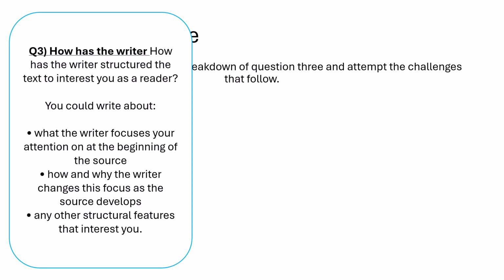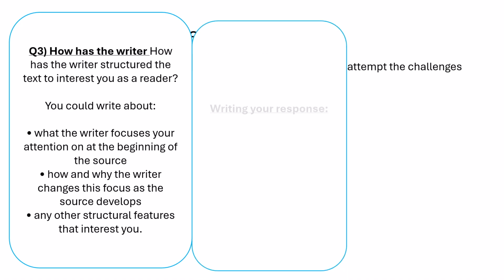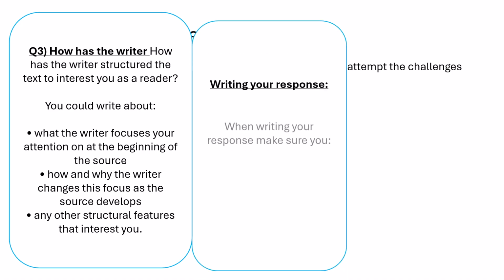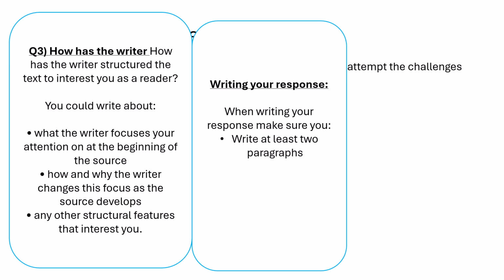In the exam, there'll be these bullet points to help you think about your response. So you could write about what the writer focuses your attention on at the beginning of the source, how and why the writer changes the focus as the source develops, and any other features that interest you. Now when you're writing your response, you need to make sure that you include the following things. We need to make sure that we write at least 2 paragraphs. Again, this is worth 8 marks, so you need to balance that out accordingly.